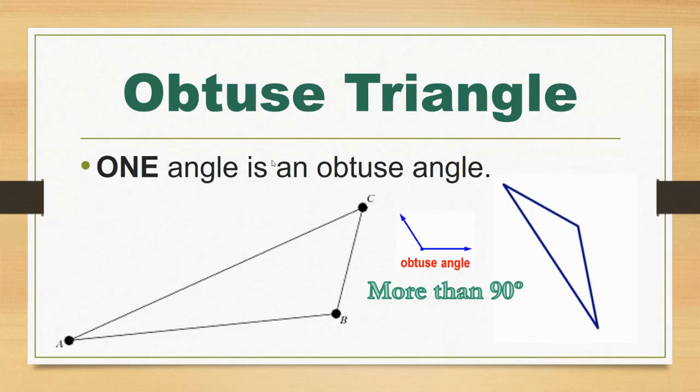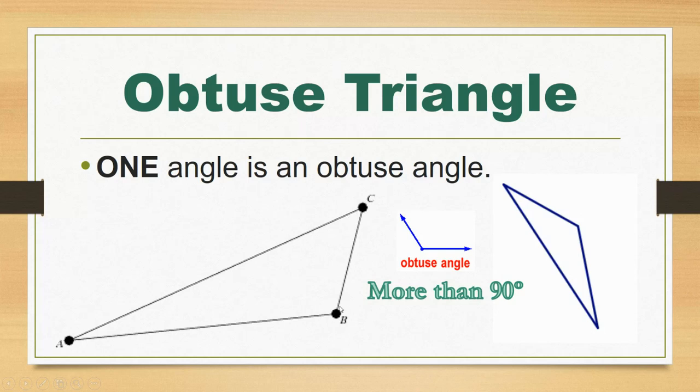Then we have an obtuse triangle. An obtuse triangle is where one angle is an obtuse angle. So again, right now we're only looking at the angles. So looking at this triangle, there's angle A, B, and C. So the angle A, it's a cute little one. So remember, a cute little one is a cute angle. C also looks like a cute little angle, so it's less than that perfect square.